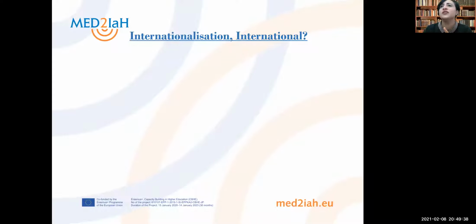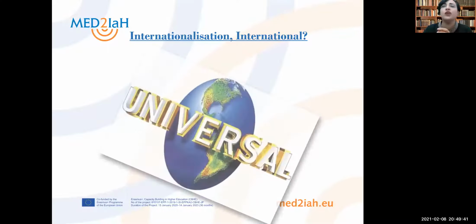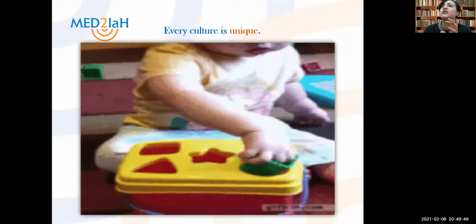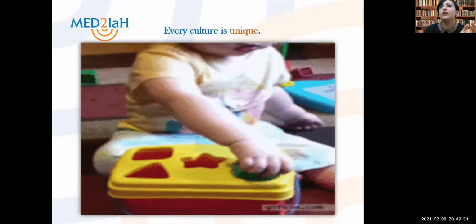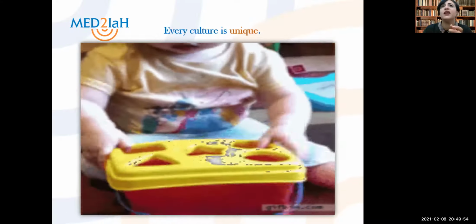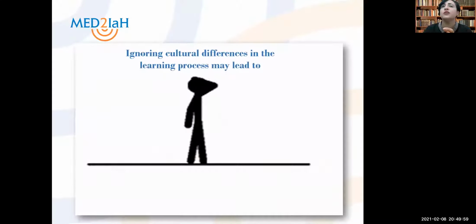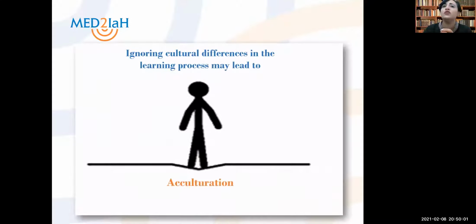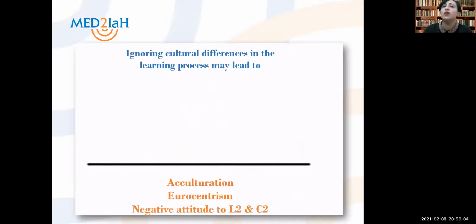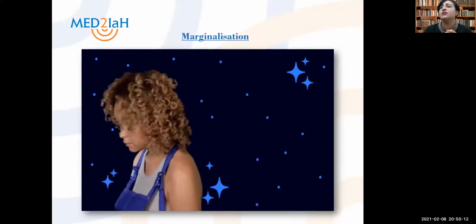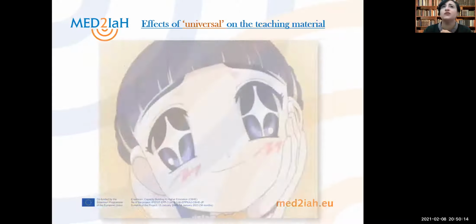What does internationalization or international mean? If we adopt this meaning, universal, we'll certainly put all cultures in the same basket, and we'll try to fit all cultures in the same model, usually the Western one, which is impossible because every culture is unique. Therefore, ignoring cultural differences in the learning process may lead to falling in the trap of acculturation, Eurocentrism, or having a negative attitude to L2 and C2. And in extreme cases, this will lead to the marginalization of some students because they have different cultures.